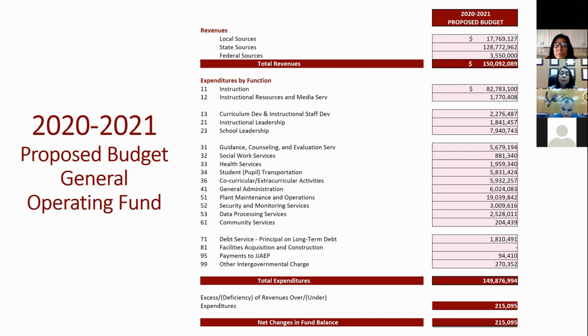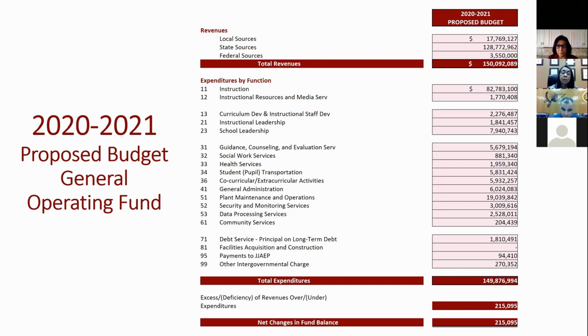Health services, function 33, almost $2 million. Transportation, function 34, almost $6 million. Extracurricular activities are function 36 at almost $6 million. General administration, $6 million. Plant maintenance and operations, function 51 at $19 million. Function 52, security services at $3 million. Function 53, data processing services at $2.5 million. Function 61, community service, $204,000. Function 71, debt service, $1.8 million.